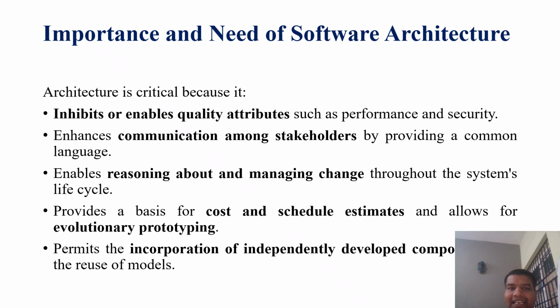The next topic is the importance and need of software architecture. So, what are the needs of software architecture? Architecture is critical because it inhibits or enables quality attributes such as performance and security. Already we talked about performance and security. So, the main focus for design principles is maintainability, scalability, performance, security, and usability.